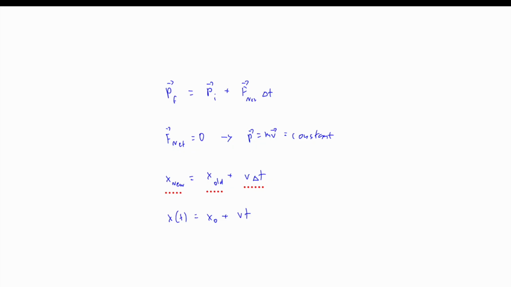To make the computational model, I use the momentum principle, which says that final momentum is equal to initial momentum plus F net times t. Since F net equals zero, the momentum is constant, and it is equal to mass times velocity. This means that I can model the motion of the cart using position as a function of time, where x of t equals initial position plus v times t.